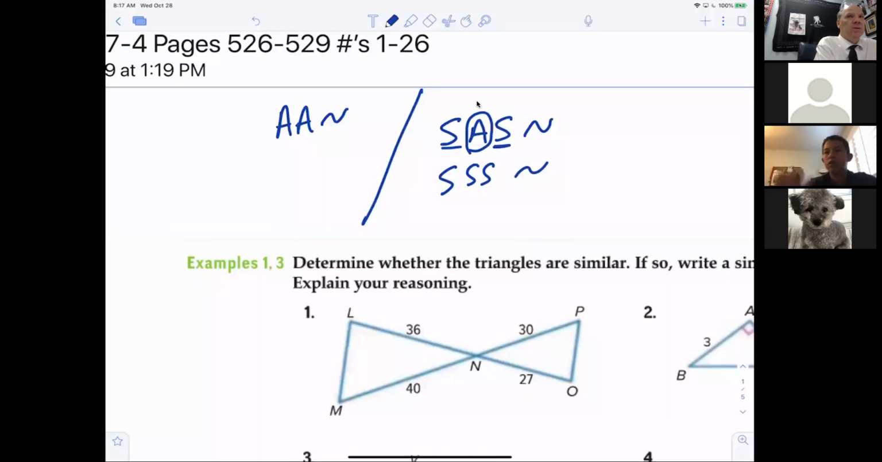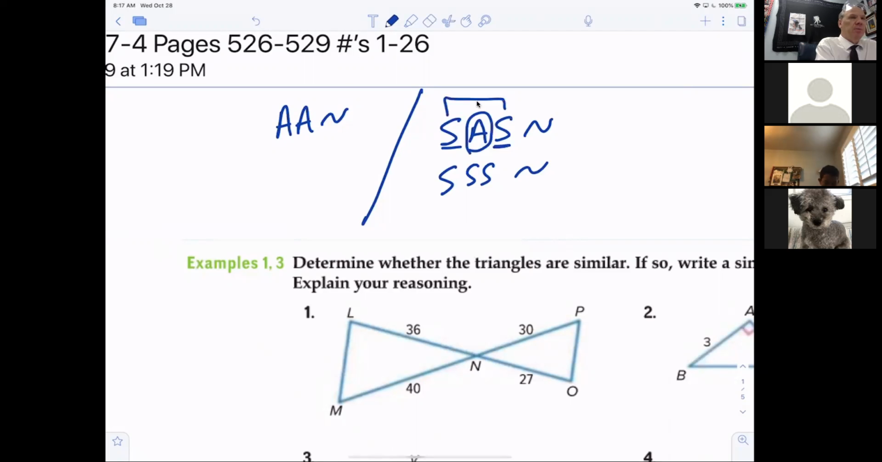Side angle side. Is everybody with me on this? So the 2 sides must be proportional. Do I agree? And the included angle must be congruent. Remember, angles are congruent, sides are proportional. It really is just really, really simple. But once again, you got to do the work. So let's try to knock it out.